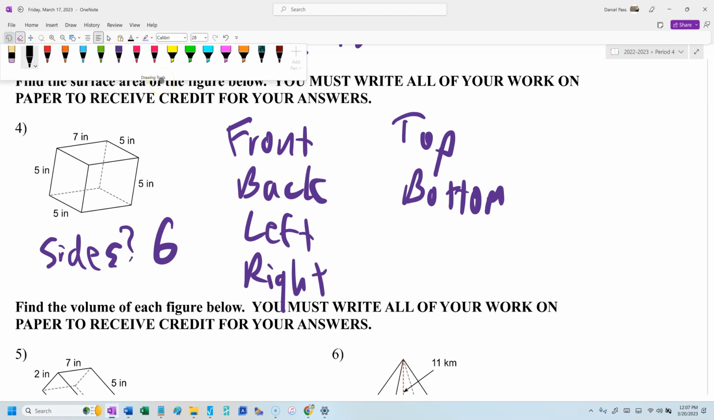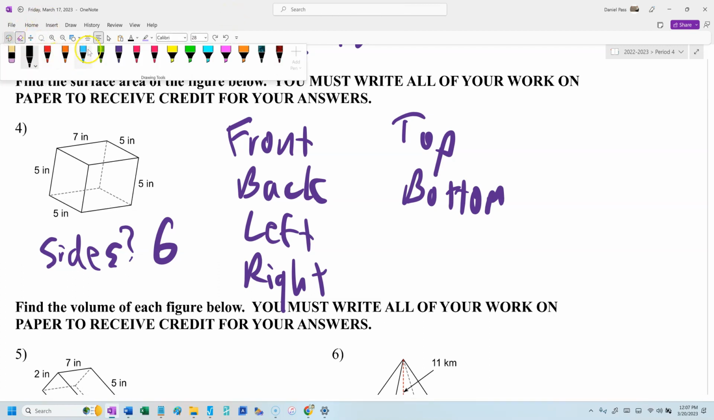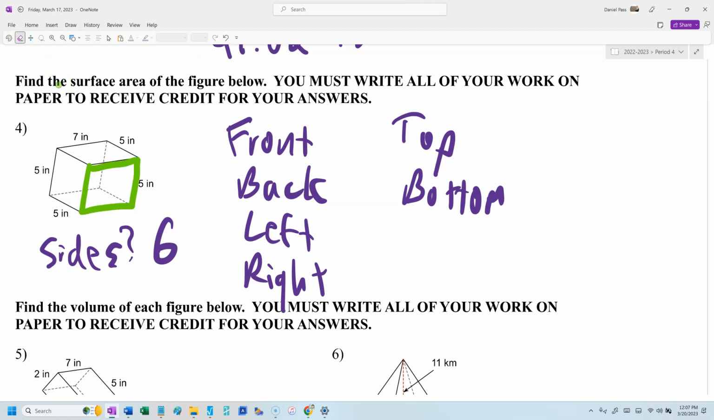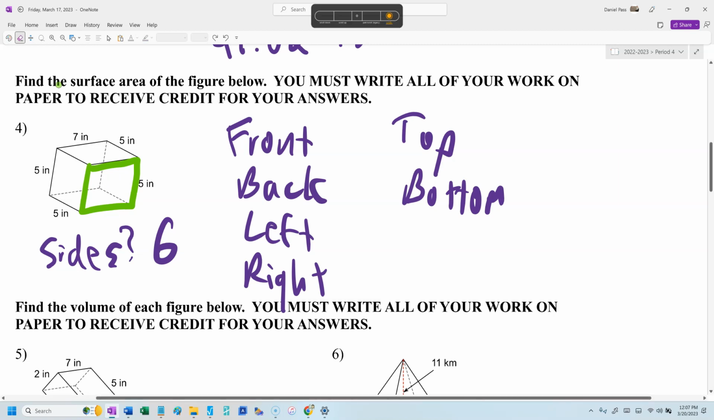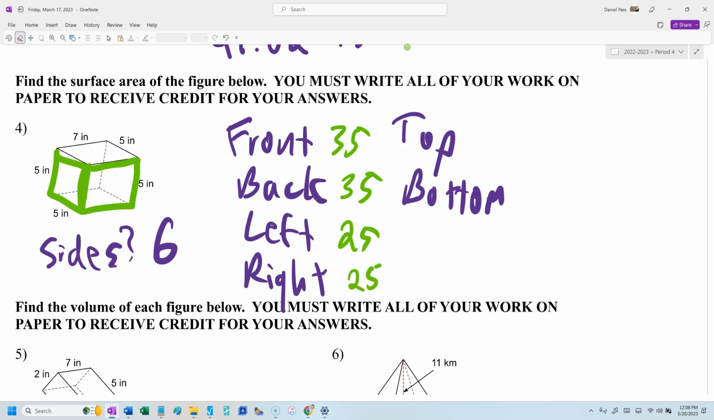Okay, front. This one's a little weird to find. 5 times what? 5 times 7. Do we agree with that? Yes, we do. That's 5 times 7 because it doesn't write 7 there, but that side is 7 long because it's right here. So 5 times 7, 35. The back is the same. What about left? 5 times 5. That's right. So 25, 25. And then top and bottom is 7 times 5 again. So 35 and 35.